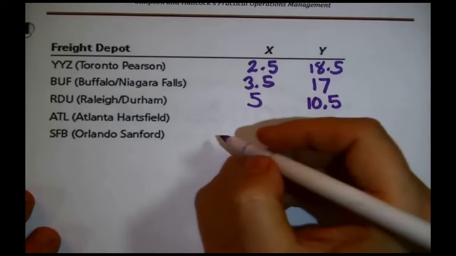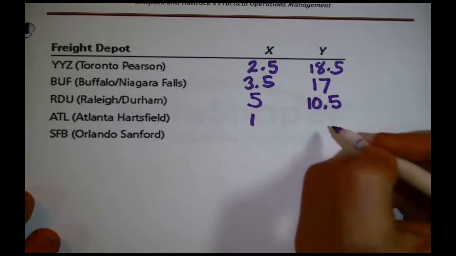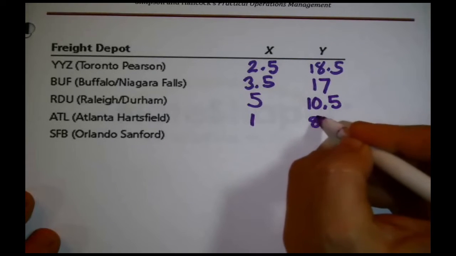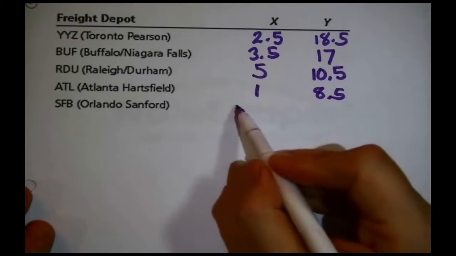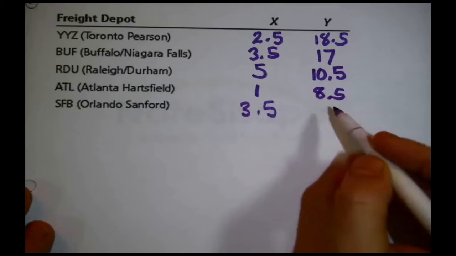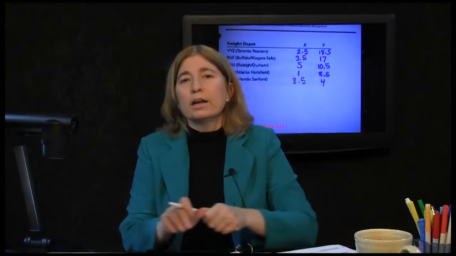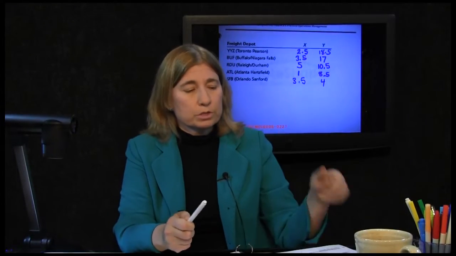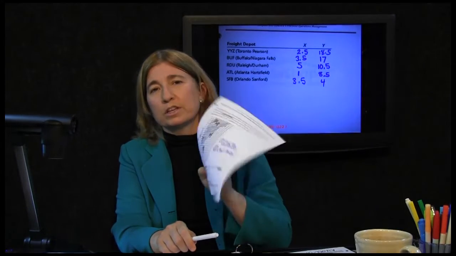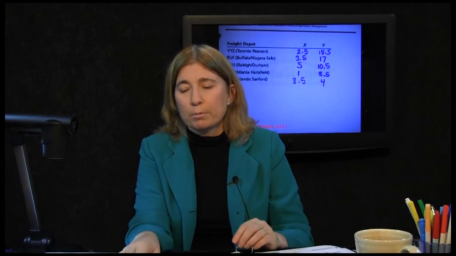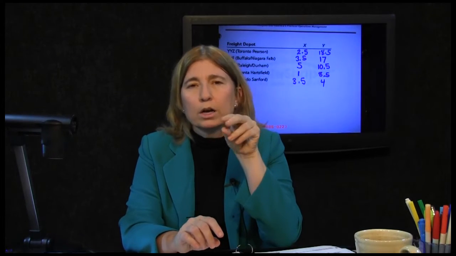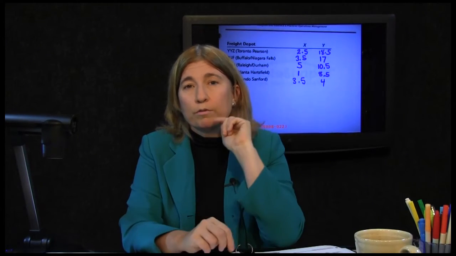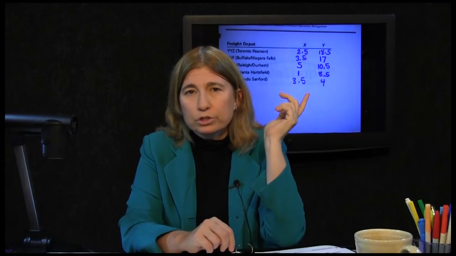And then the same thing for Atlanta. Looks like X coordinate 1, Y coordinate 8.5, and then Orlando Sanford, X coordinate 3.5, Y coordinate 4. All right, this actually right here, this was step 1. The only thing I did was I basically harvested the numbers off of this map. Oh, because we're trying to figure out what's the best location for one IT support center to support all 5 of these. Just average the coordinates.